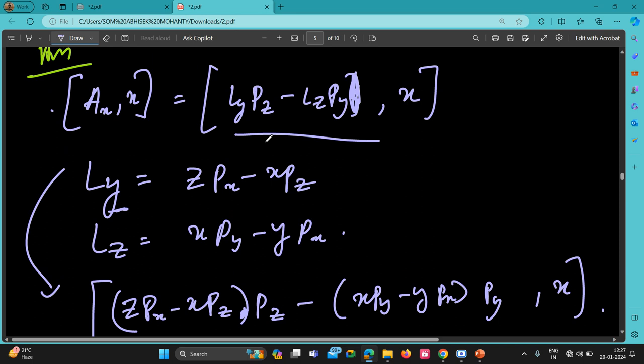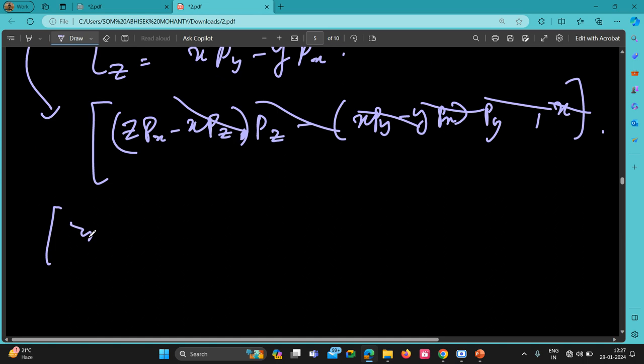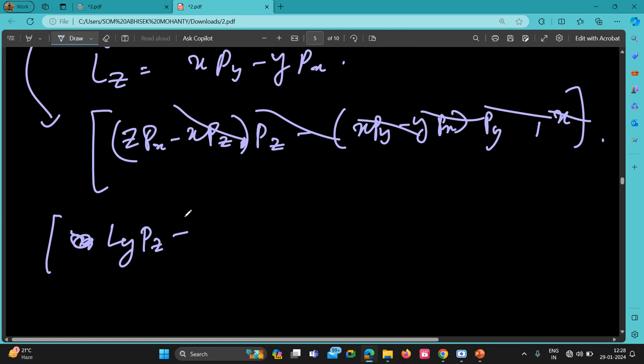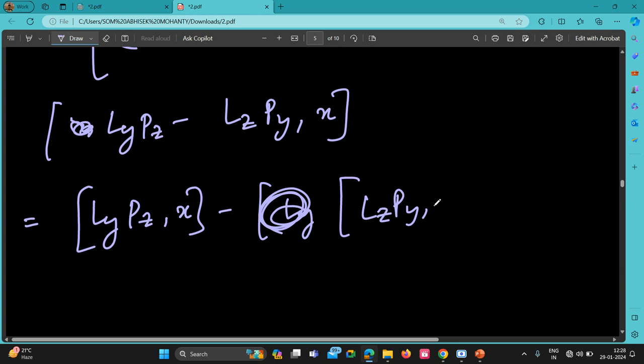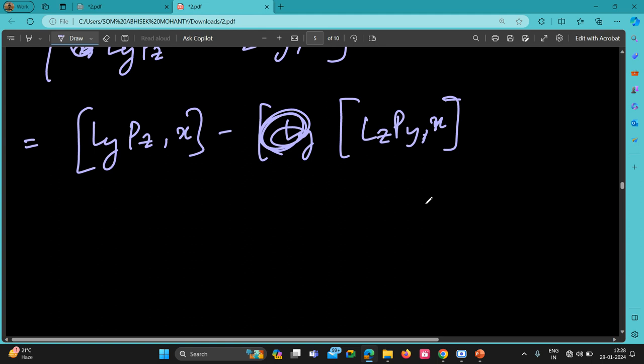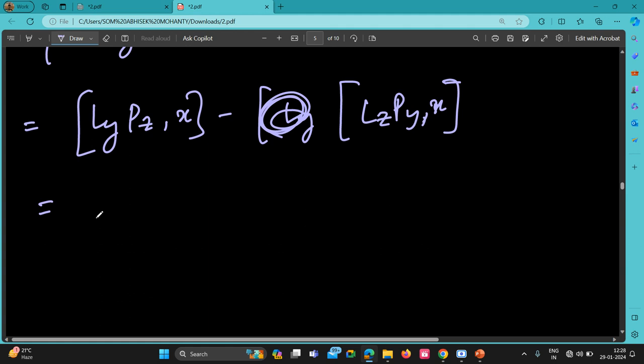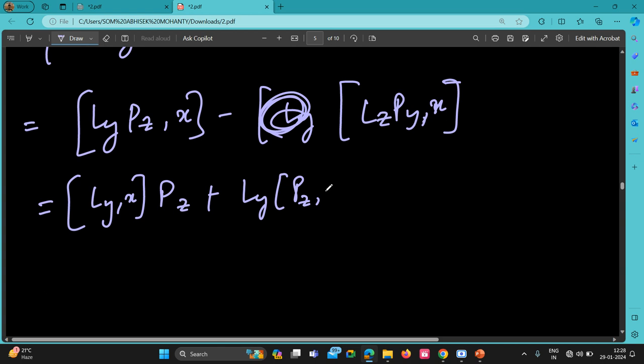Otherwise, we will do this first. Let me write that part. L_Y P_Z minus L_Z P_Y, comma X. That will give me [L_Y P_Z, X] minus [L_Z P_Y, X]. I can write this as L_Y [X, P_Z]... plus [L_Y, X] P_Z, minus L_Z [X, P_Y] minus [L_Z, X] P_Y, where the operators go out and come out accordingly.